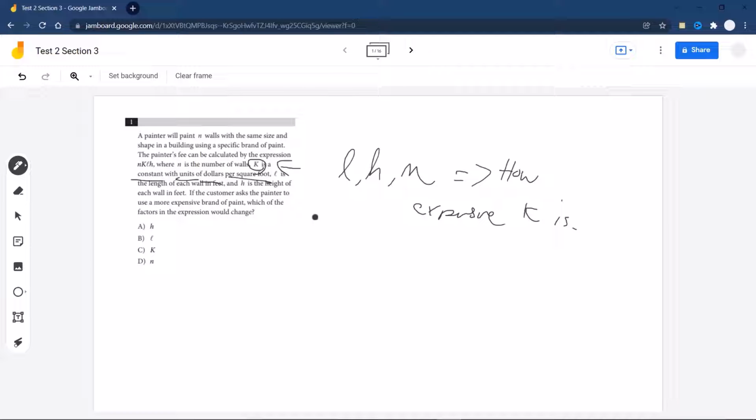if k is larger, then the cost goes up. And if k is smaller, the cost goes down. So therefore, k is the factor that would change should the cost go up.